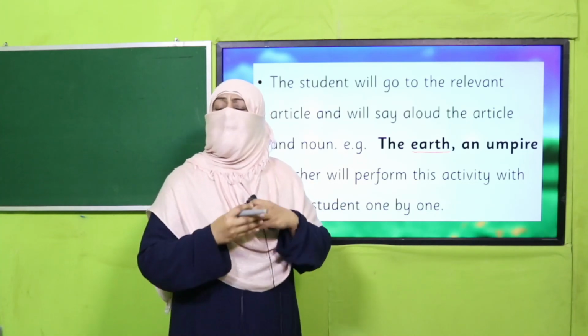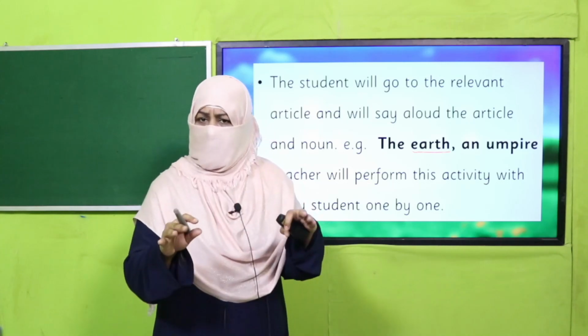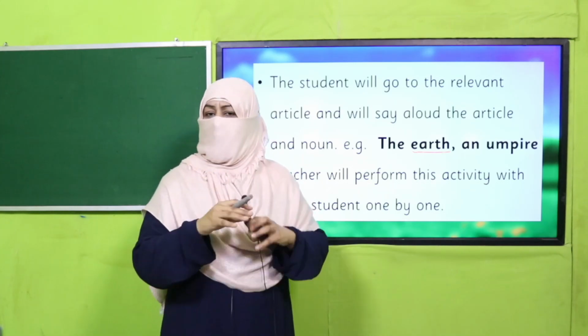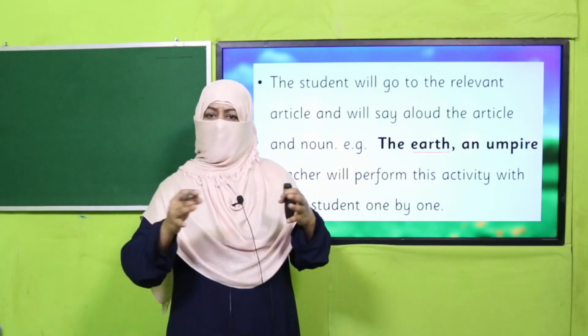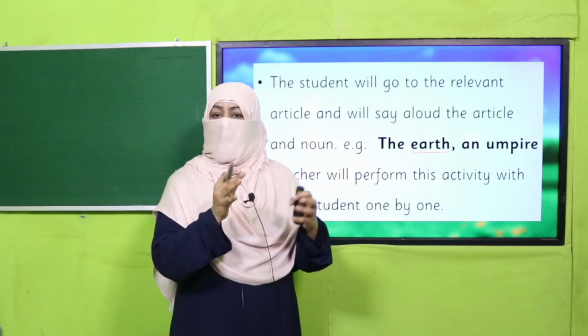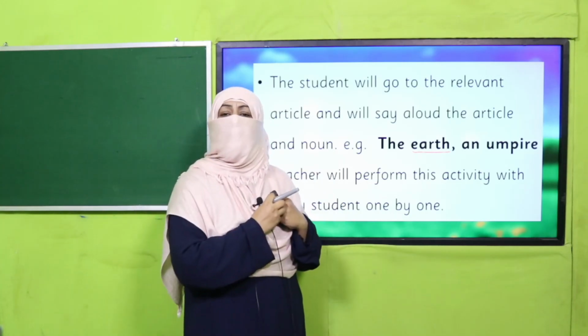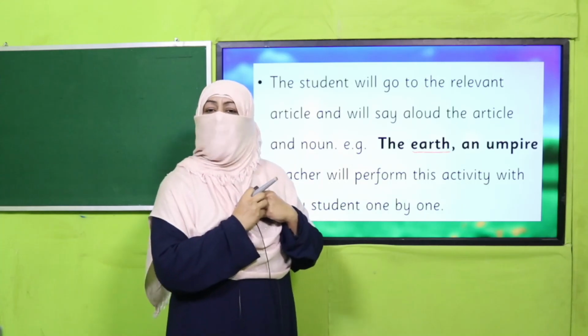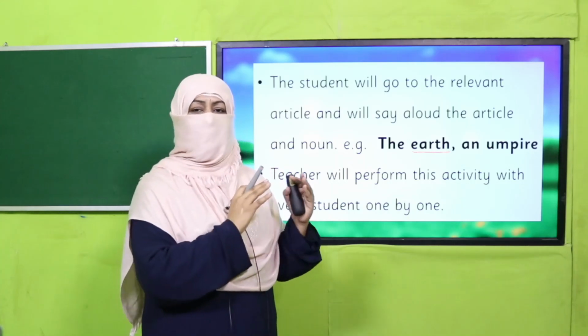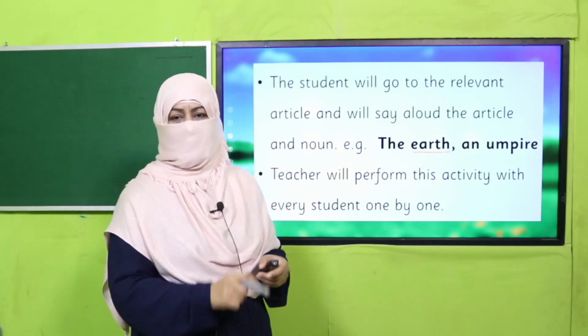So you can use vocabulary according to your class, but make sure it is in random order, sometimes "a," then "the," and then "a." Make different combinations so that every child comes and joins the relevant article and they will be clear about the use of "a" and "the." Pause the video and enjoy this activity.